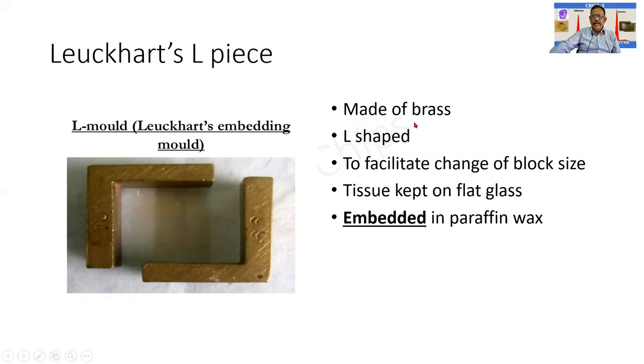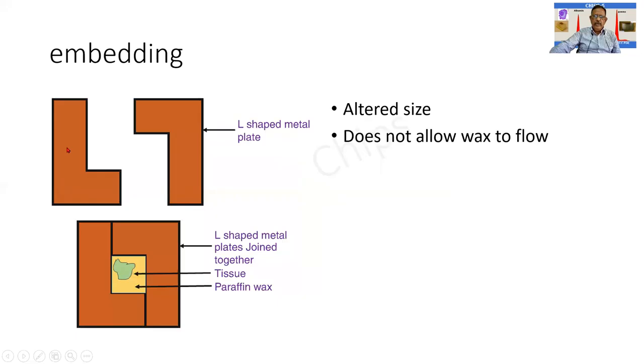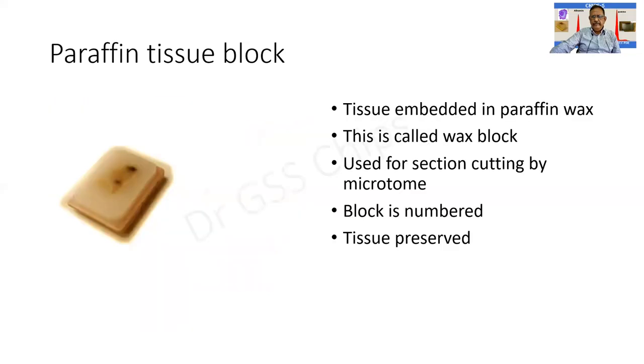It is made up of brass or it can be made up of aluminum either. It facilitates changing the size of the block, and beneath that I am finding a flat glass so that an even surface is maintained, and this is called embedding. Look at this one. There are two L pieces and then they are put together. I am seeing a watertight container. There is a tissue over here and molten paraffin wax is poured, after which it becomes solid and it can be taken for cutting.